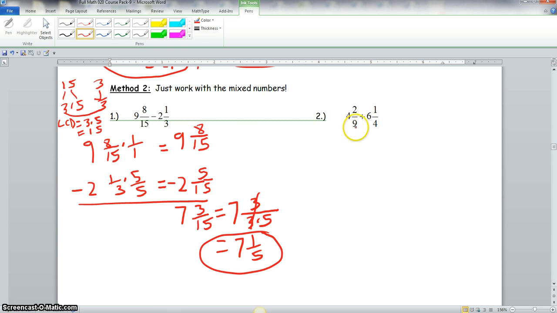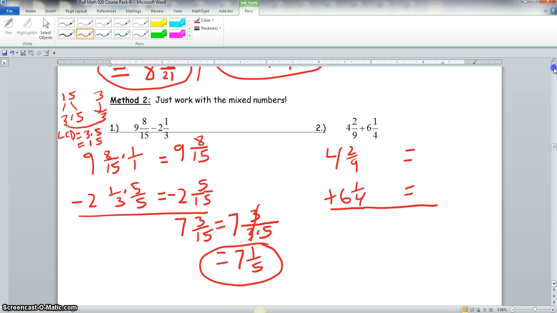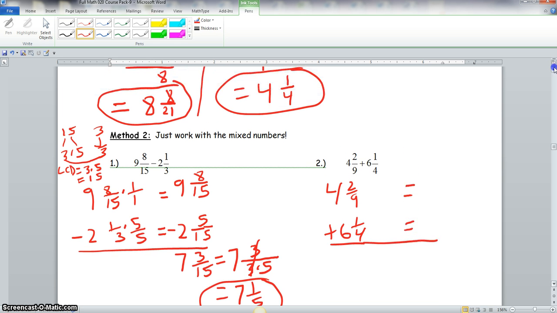Now we go over here to number 2. Doing the same method, we have 4 and 2/9 plus 6 and 1/4. Now, of course, we will go over here and we will give ourselves some room. Now, we need to find the common denominator of 9 and 4. Now, I'm going to go up a little bit to give myself some space here.